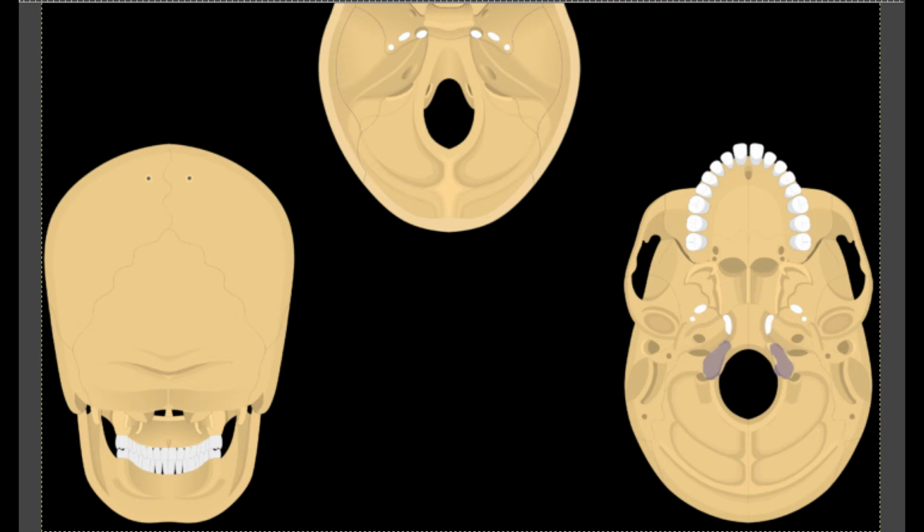Now, the last landmark we're going to look at is this big hole right here in the center. So this is what we call the magnum foramen, the foramen magnum. Magnum meaning big, foramen meaning hole. This is the big hole in the bottom of the skull where the spinal cord leaves the cranial cavity and runs down through the vertebral column.